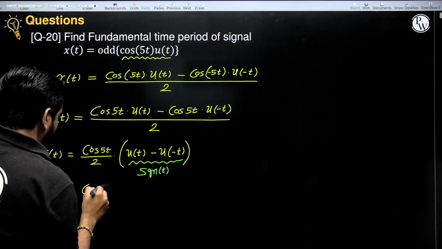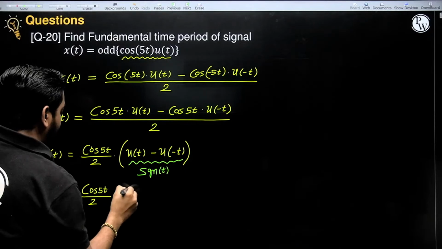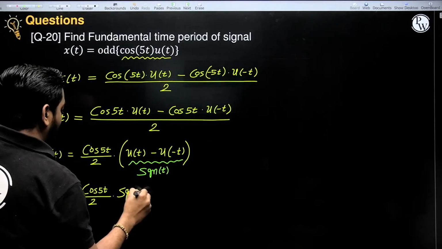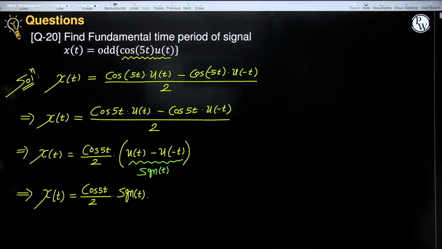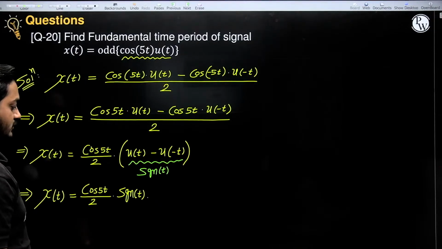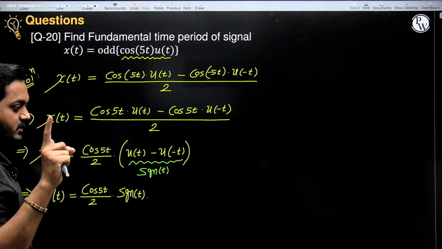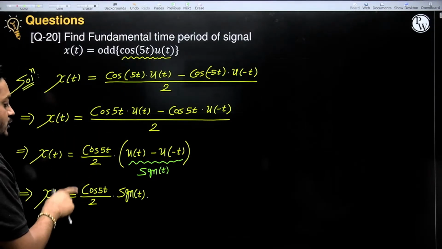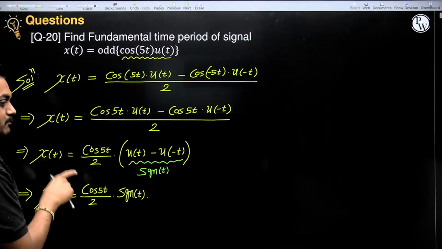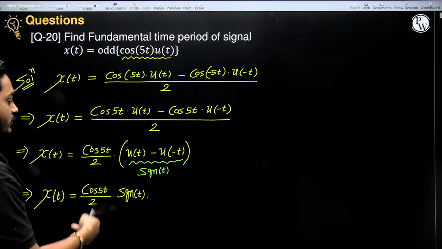Cos 5t by 2 and signum. So the signum function is nothing but 1 for t greater than 0, and it is minus 1 for t less than 0. So for t greater than 0, you have to multiply the cos function with amplitude plus 1, and for t less than 0, you have to multiply this cos function with minus 1. That means amplitude reversal for t less than 0 and same amplitude for t greater than 0.